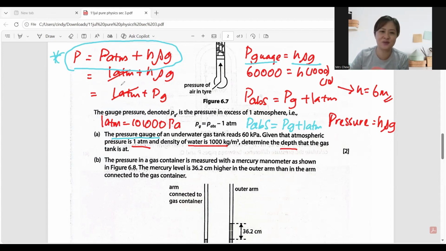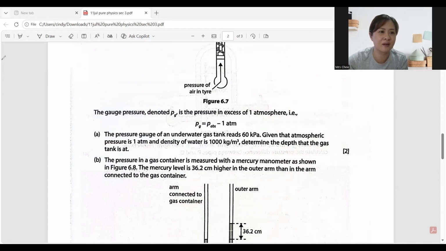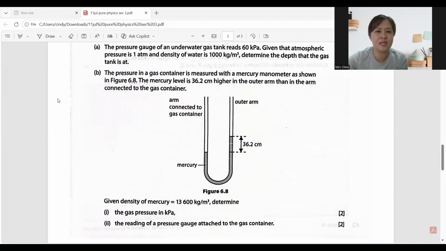Now, let's go to B. The pressure in a gas container is measured with a mercury barometer, and they tell you that this is 36.2. Taking a look at this, you will realize that the gas pressure is higher than the atmospheric pressure because it's able to push it. You see, this is lower, right? Lower is higher pressure. Just take note, imagine you are going diving: the lower you are, the higher the pressure.